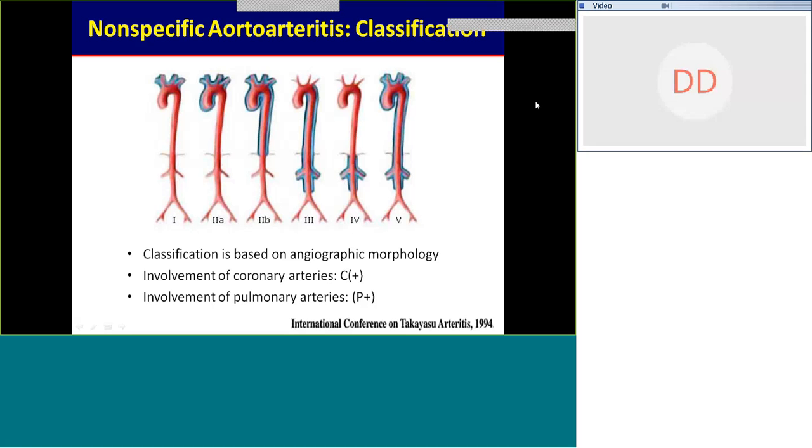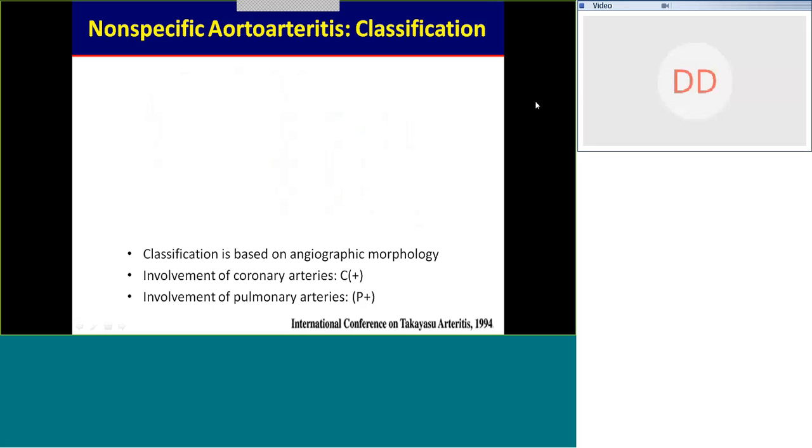If there is involvement of pulmonary arteries, we call it P+. So you might read some classifications where involvement of coronary arteries and pulmonary arteries have been given an additional number, like number 5 or number 6 or number 7. But this is what conventionally is used, and this is what I think we should use in clinical practice, that you say type 1, type 2, type 3, C+ or P+, in case there is an involvement of coronaries or pulmonary arteries. Obviously, all this diagnosis will be based on angiography.